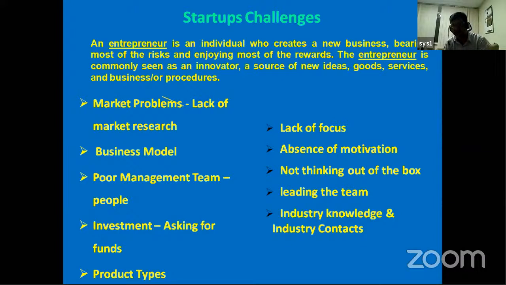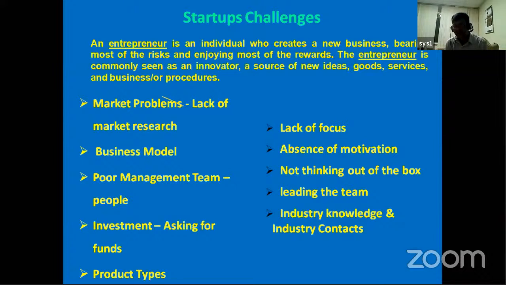Example, demand. Where is the demand? Because another very important thing is competitors, competency. The entrepreneur is commonly seen as an innovator, a source of new ideas, goods, services, and business, or new methods or procedures. That is what we can call an entrepreneur.